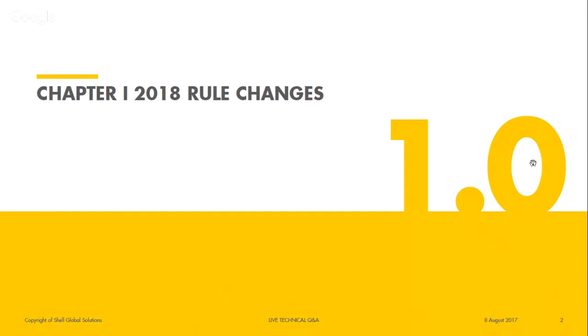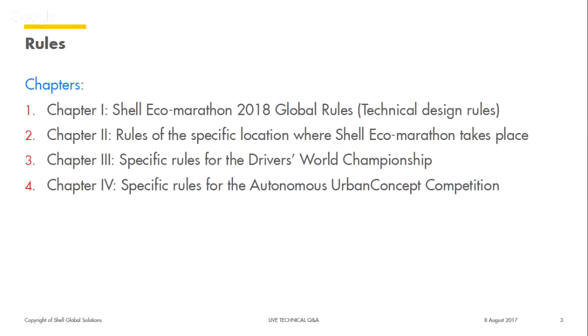Okay, I hope, first of all, that everyone has downloaded a copy of the rules. It is available on the Shell Eco Marathon website, and it is in PDF format, so please download it and read it as soon as you can. Next slide. We actually have 4 chapters to the rules. The one that you need to download first is Chapter 1, which is the Shell Eco Marathon 2018 Global Rules, which is all about the technical design. Later on, there will be Chapter 2 rules, which is about the event in Singapore, and later on, Chapter 3 rules for the Drivers' World Championship. And even later on, Chapter 4 for the Autonomous Urban Concept Competition, which we will talk about later.